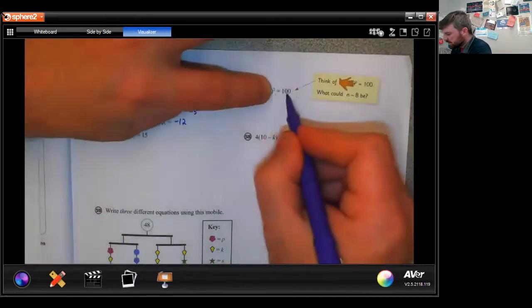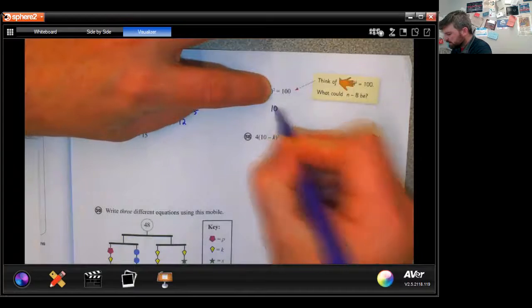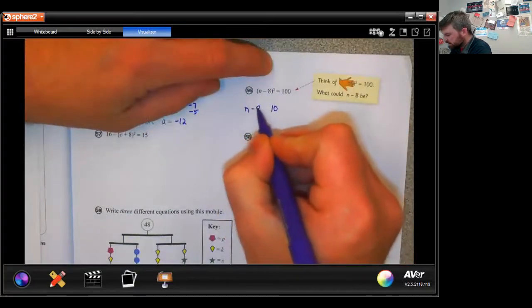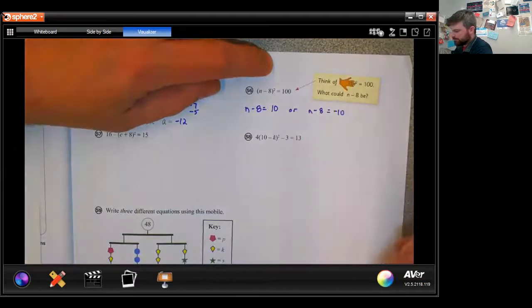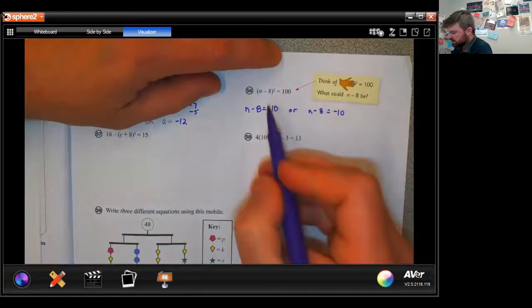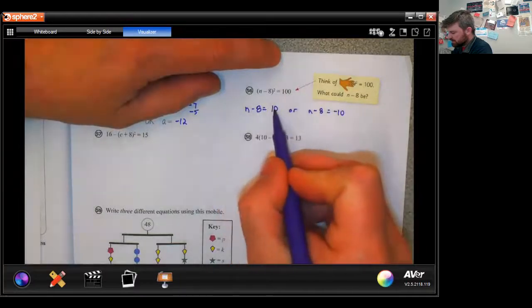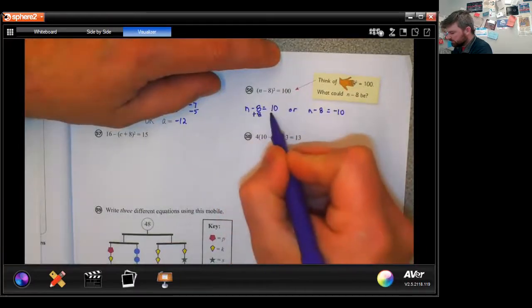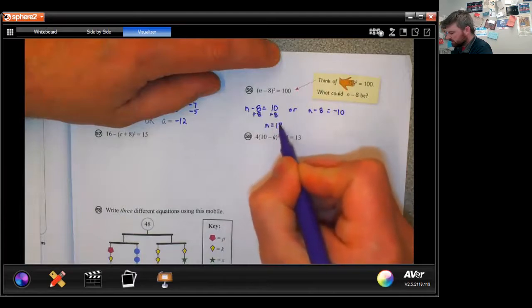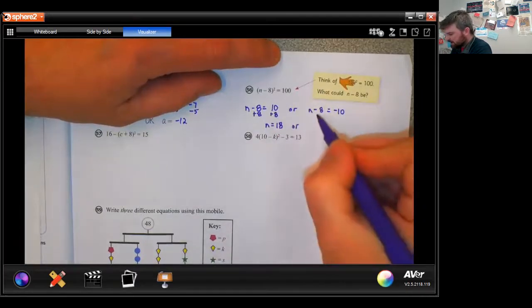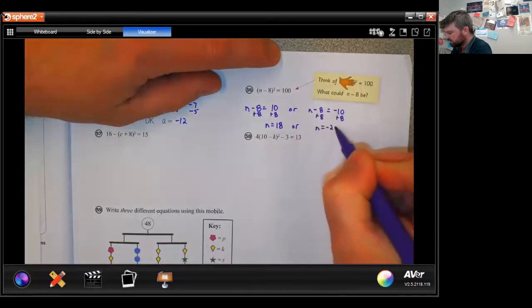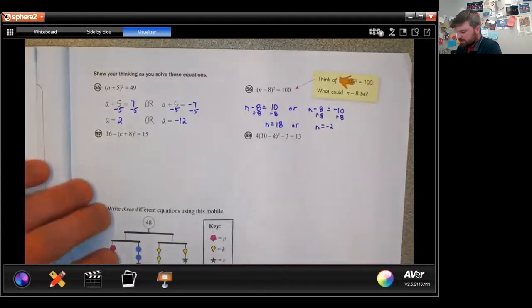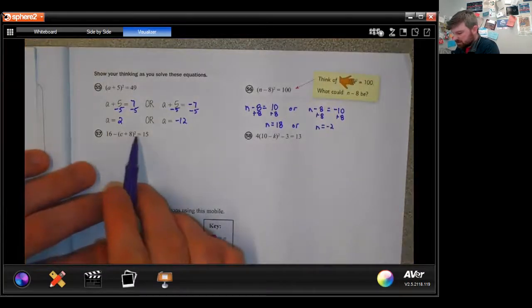Okay, what number squared is 100? That would be 10. So n minus 8 equals 10, or n minus 8 equals negative 10. Okay, so here, what number minus 8 is 10? Or you could just add 8 there. So n is 18, or if I add 8 here, negative 10 plus 8 is negative 2. Remember when we did these, we said that the square had to be on a side all by itself.